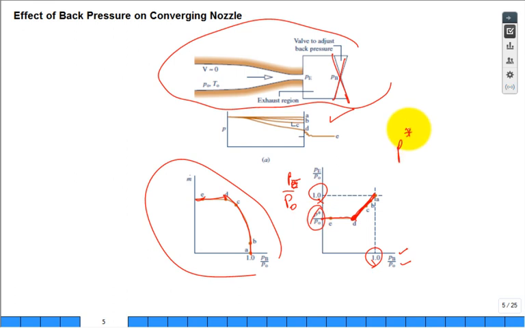What is P star? It's where the throat is, and it's choked. All right.